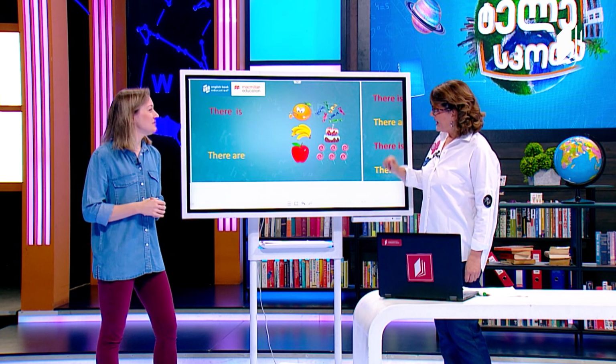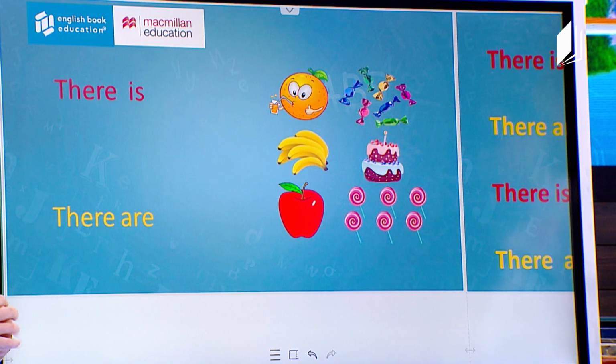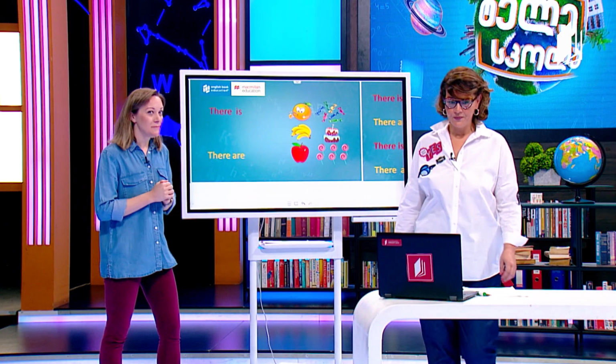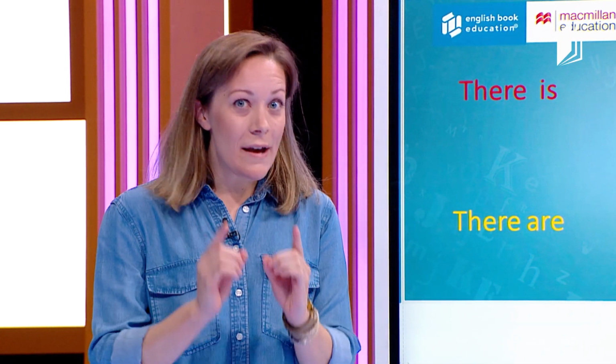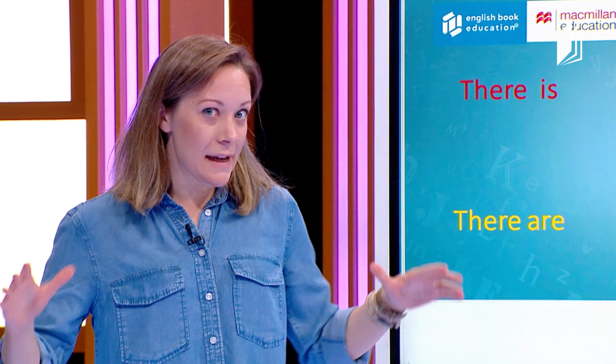So, and now we can see the start of 2 sentences. Yes, there is and there are. So with there is, we use with one item. And with there are, we use with many items.